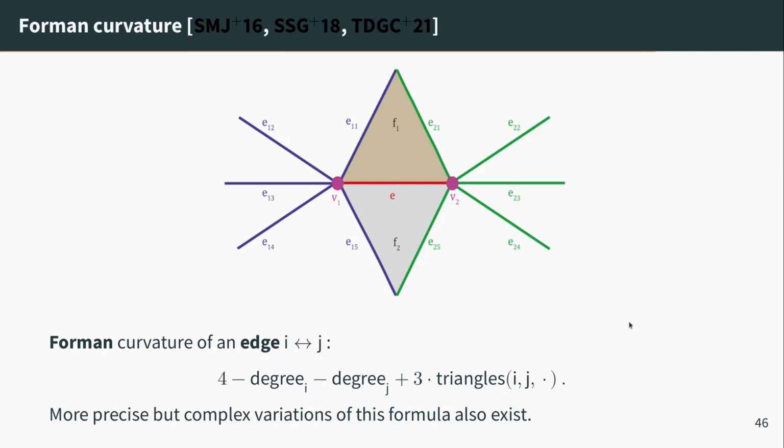So the Forman curvature is defined for every edge of my graph here. So I have V1, V2. And the way I'm going to define the curvature is I'm going to take a constant 4 minus the number of edges that go to V1 minus the number of edges that go to V2 plus 3 times the number of triangles that have this edge as their base in the triangle.